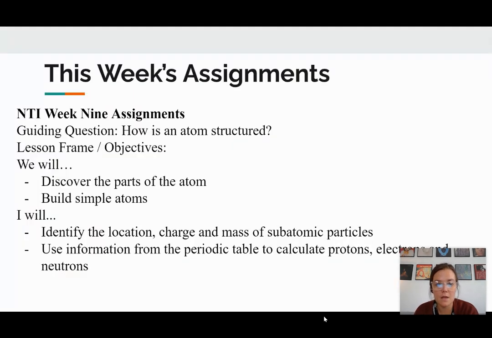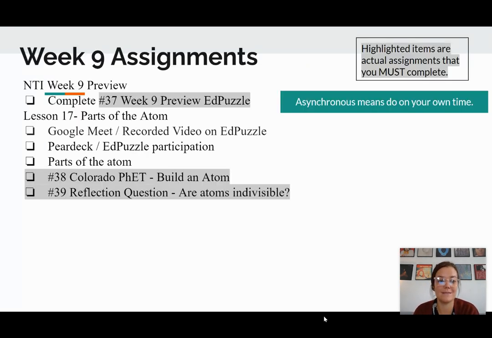Let's rock this. So this week we're talking about how the atom is structured. We're thinking about simple atoms and what those look like. What are the subatomic particles and what do they contribute to the atom? And then how does the periodic table give us information about all of these things?